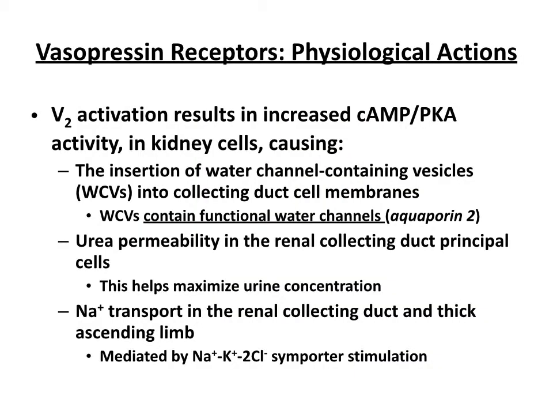Okay, V2 activation results in the V2 receptor coupling to Gs, so when the V2 receptor is activated, you're going to get an increase in cyclic AMP, second messenger signaling. You really want to think of the V2 receptor as having actions in the kidney, where we're involved in reabsorbing water, right? So when the V2 receptor is activated, you get the insertion of water channel-containing vesicles in the collecting duct membranes, and these vesicles contain functional water channels called aquaporin 2.